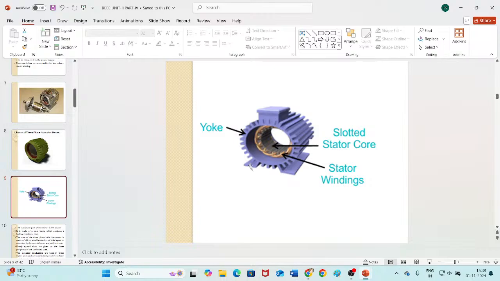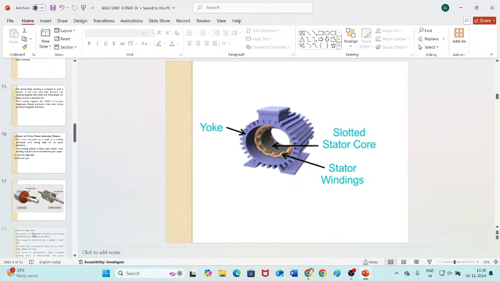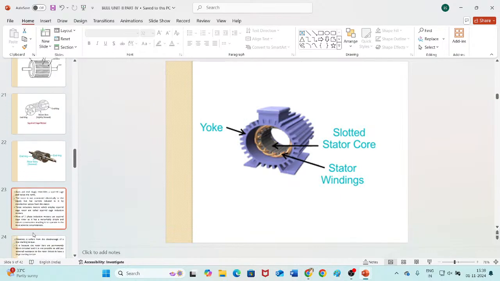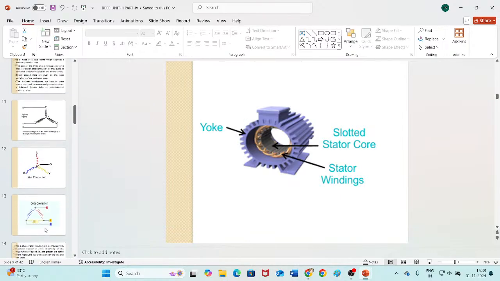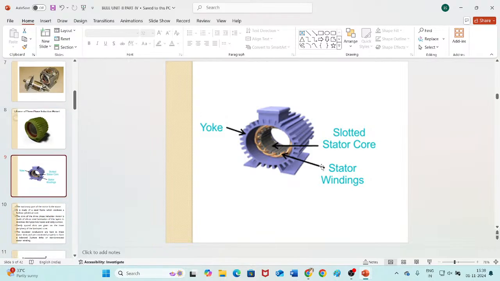The main purpose of using thin laminations is to reduce the hysteresis losses and eddy current losses. I think you know what is meant by hysteresis and eddy current losses.